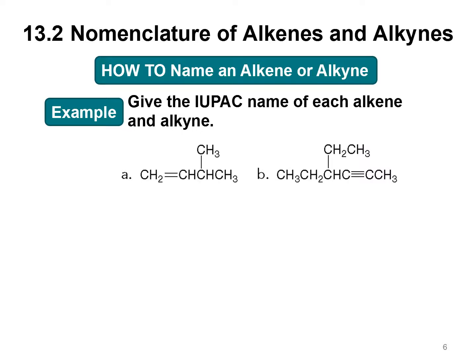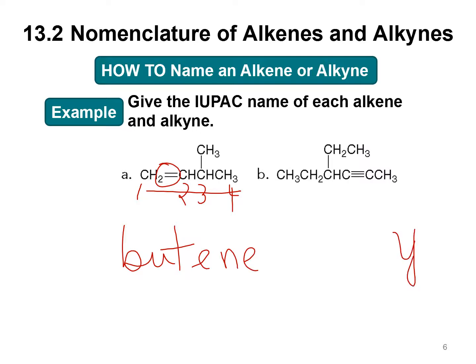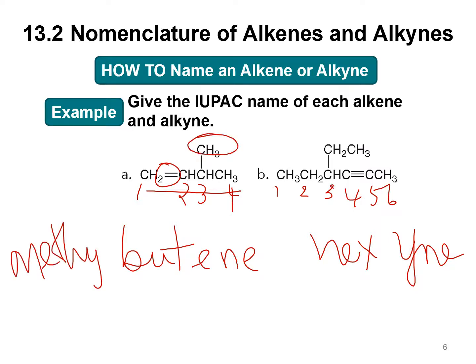We will skip the IUPAC naming of alkenes and alkynes, but they are named similarly to alkanes. The same sort of rules apply. You're looking at the longest chain, 1, 2, 3, 4, for example, here. So it will be a but-, but instead of an -ane, if it is an alkene, it will be E-N-E. And if it is an alkyne, it will be Y-N-E, 1, 2, 3, 4, 5, 6. So this will be a hexyne. And then, of course, the substituents come in. So it will be methyl butene.